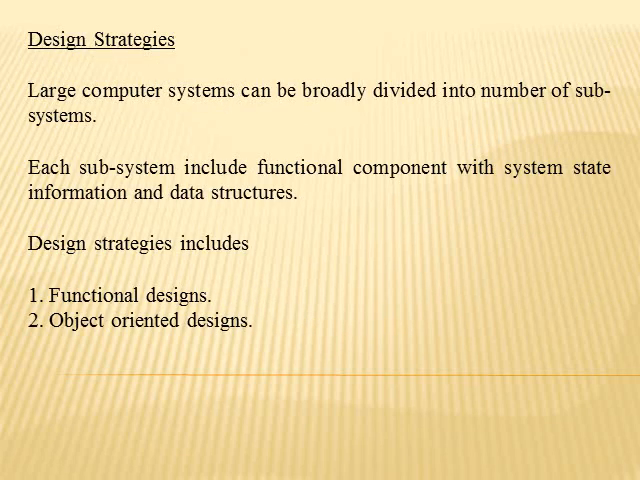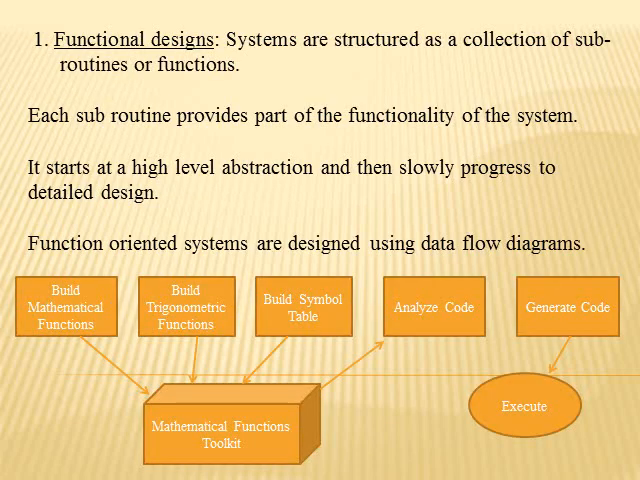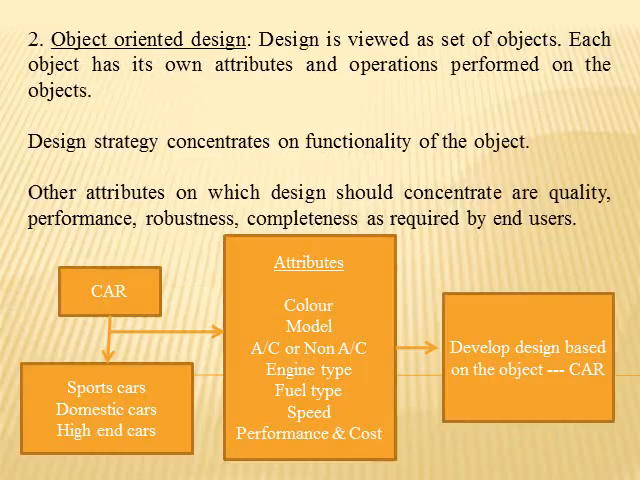Design strategies. What are the designs? Functional design and object oriented. Functional design, in a sense, is like a mathematical function. What are the things, and where are the places this mathematical function toolkit is going to be used? For example, if we are using the square root function, in which places we are going to use it, we have to think about it. So built-in mathematical functions, trigonometry functions, a built-in symbol table, all the mathematical toolkit is going to help me. So like this we have to design functionally. So this function is there, in which places it is going to be used, and from this where the output is going to be generated. All these things we have to follow.